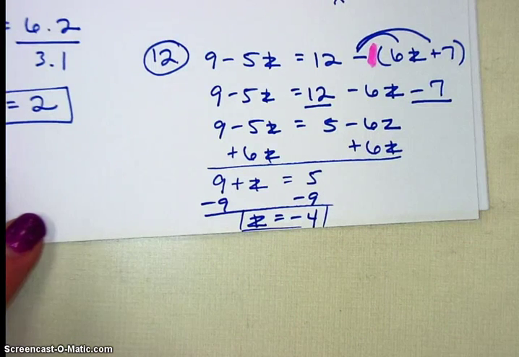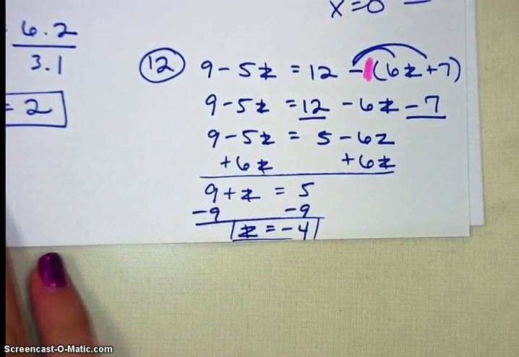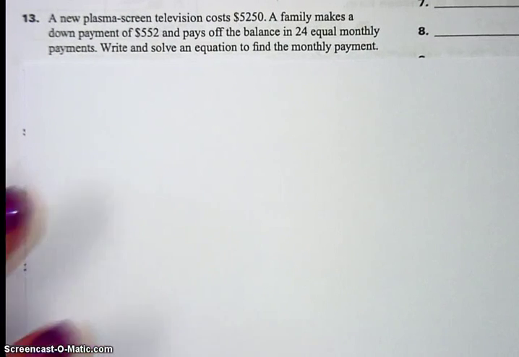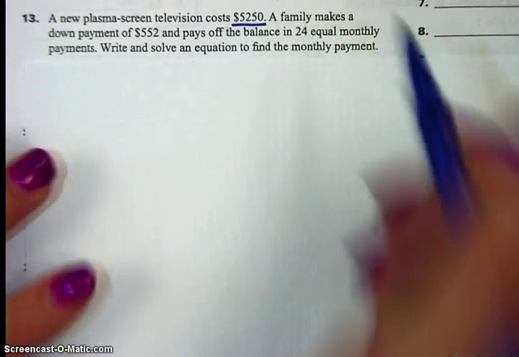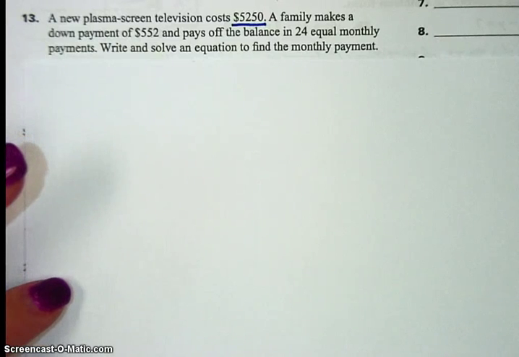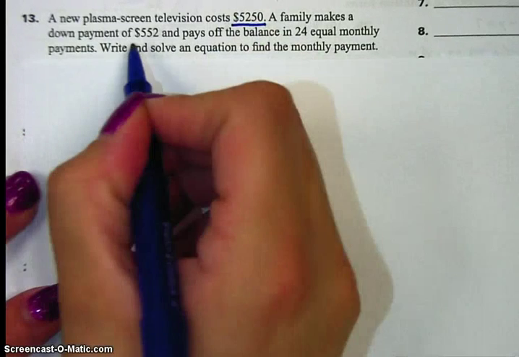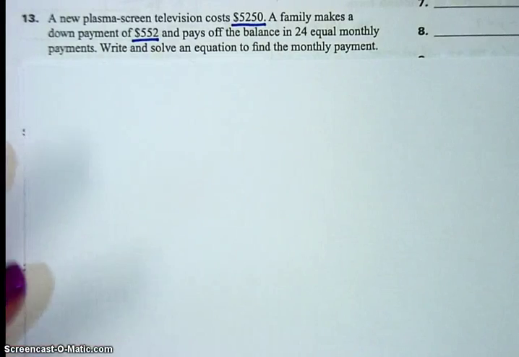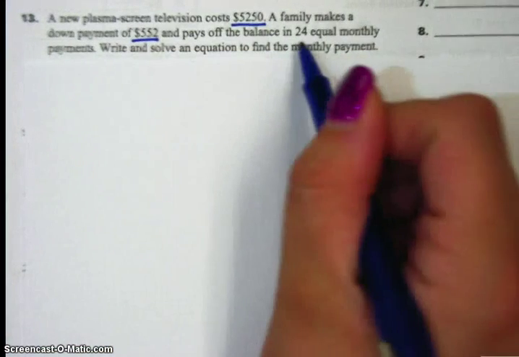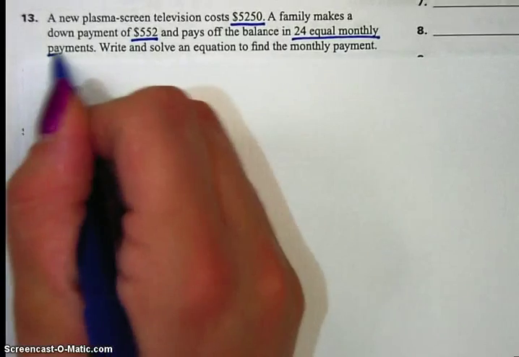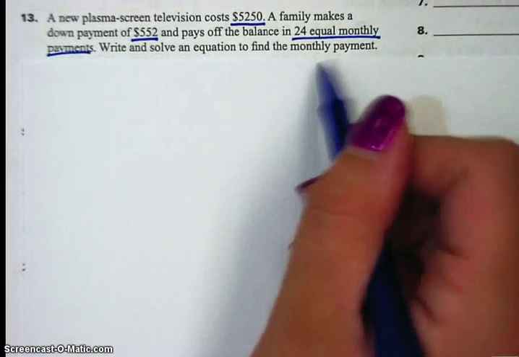Alright, number 13 is a word problem. So I'm going to leave it up here so we can actually look at it together. It says a new plasma screen television cost $5,250. A family makes a down payment of $552 and pays off the balance in 24 equal monthly payments. Write and solve an equation to find the monthly payment.